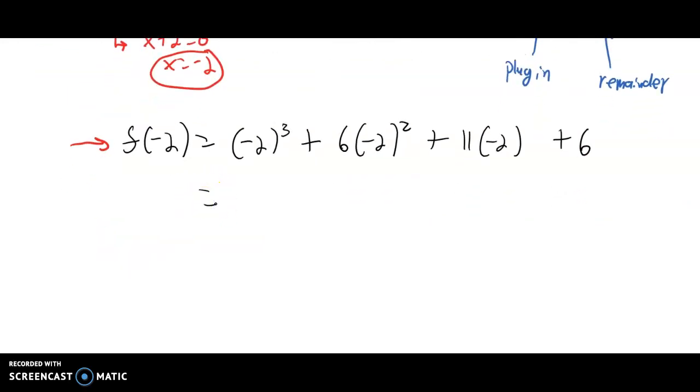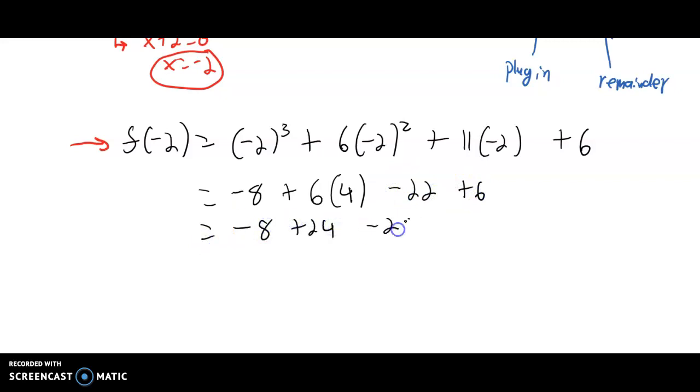I'm going to go a little quick here for the sake of time, but feel free to pause and rewind. Negative 2 cubed is negative 8. That's negative 2 times negative 2 times negative 2. You always do parentheses first. Negative 2 squared is 4. 11 times negative 2 is negative 22 plus 6. Negative 8 plus 6 times 4, 24, minus 22 plus 6.